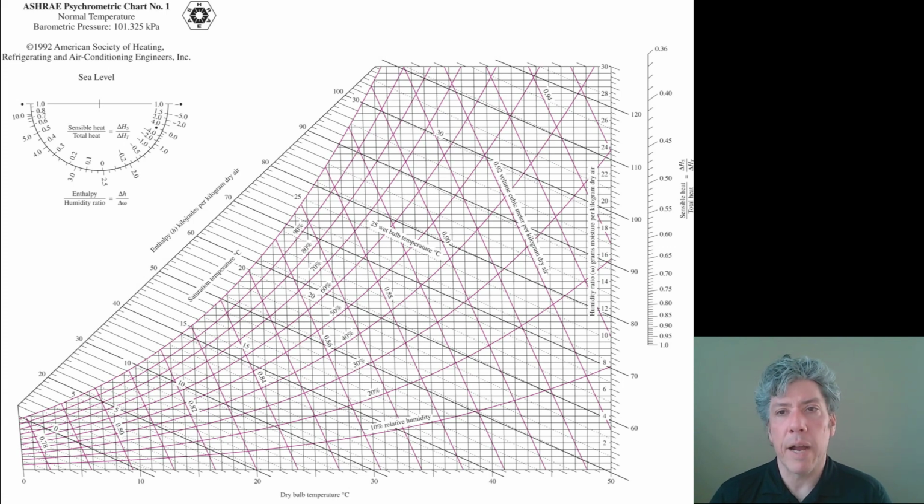If you look on the right-hand side, you see the 30, 28, 26, 24, all the way down to 2. Those are the absolute humidity numbers. That's the absolute humidity scale. And those numbers, to get the actual fraction, you have to divide by 1,000. In other words, this is showing you grams of water vapor over kilograms of dry air. And you'll notice that it's rotated text, and there's a little note there saying humidity ratio omega is grams of moisture per kilogram of dry air.